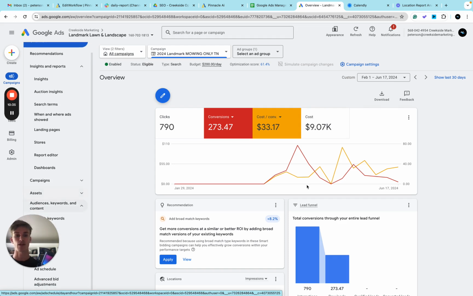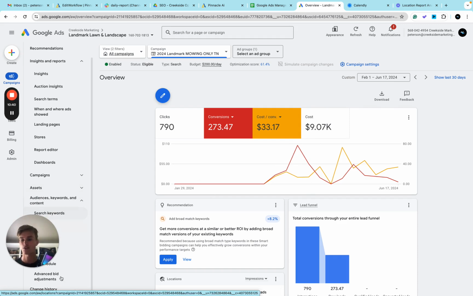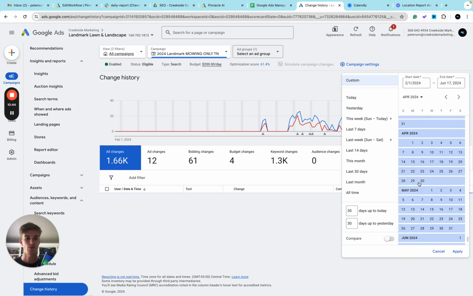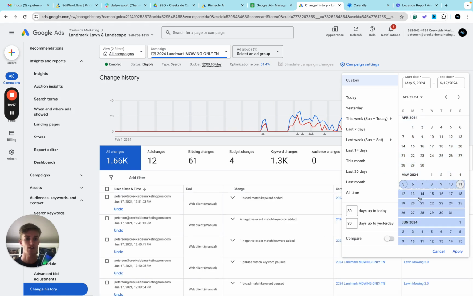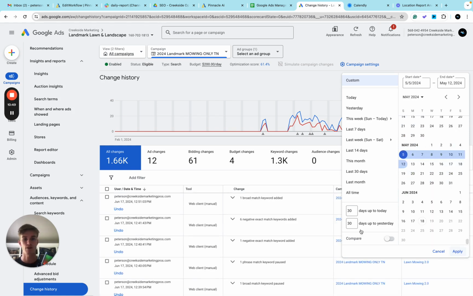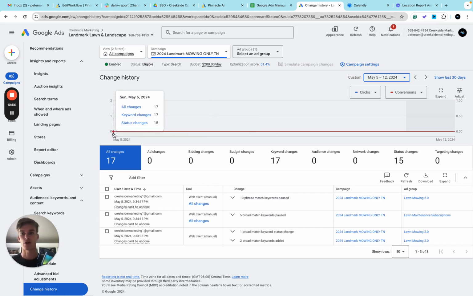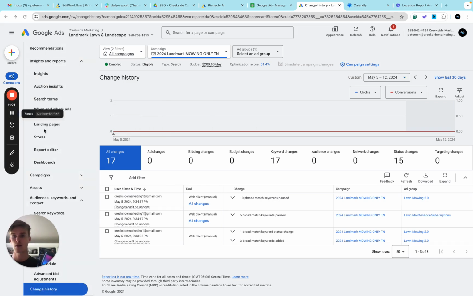So what we're going to do here is, clearly the focal point is the week of May the 6th. So we're going to go to change history. We're going to go to May 6th, go back a day, and then 5th through the 12th, click apply. And we can see here that there were a bunch of changes made on May the 5th that would have led into the week of May the 6th that could have caused those issues.